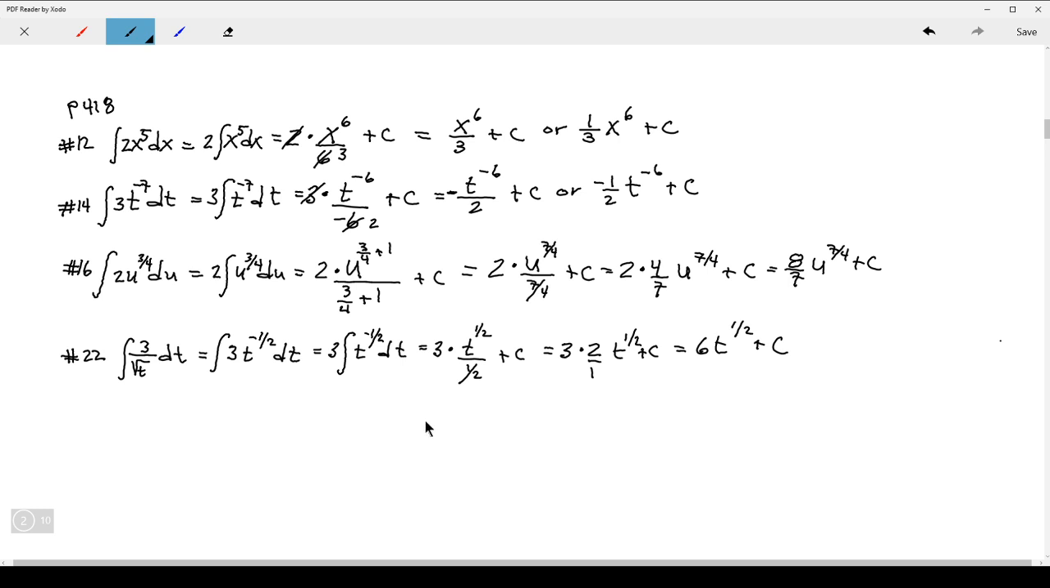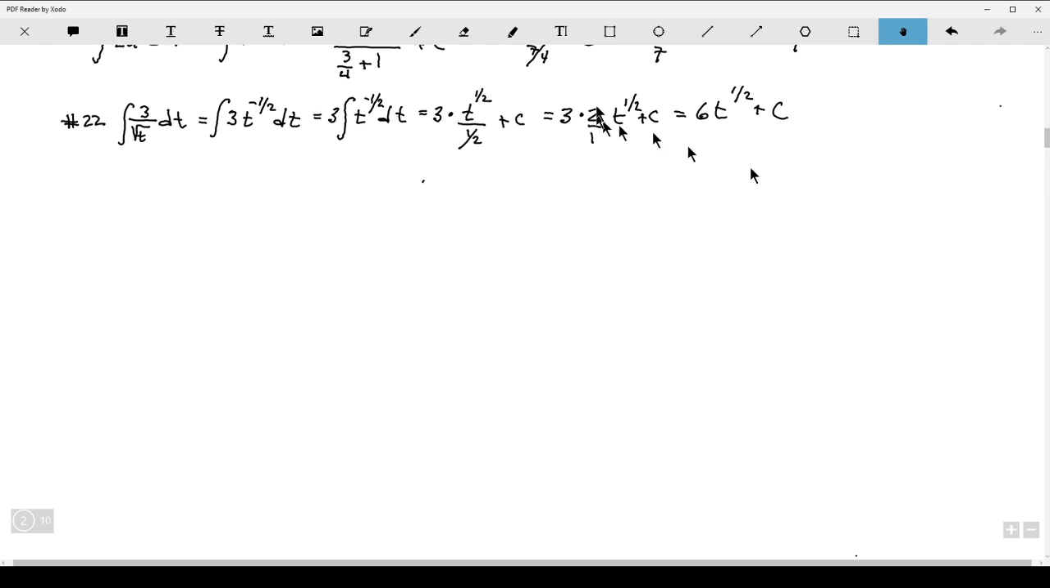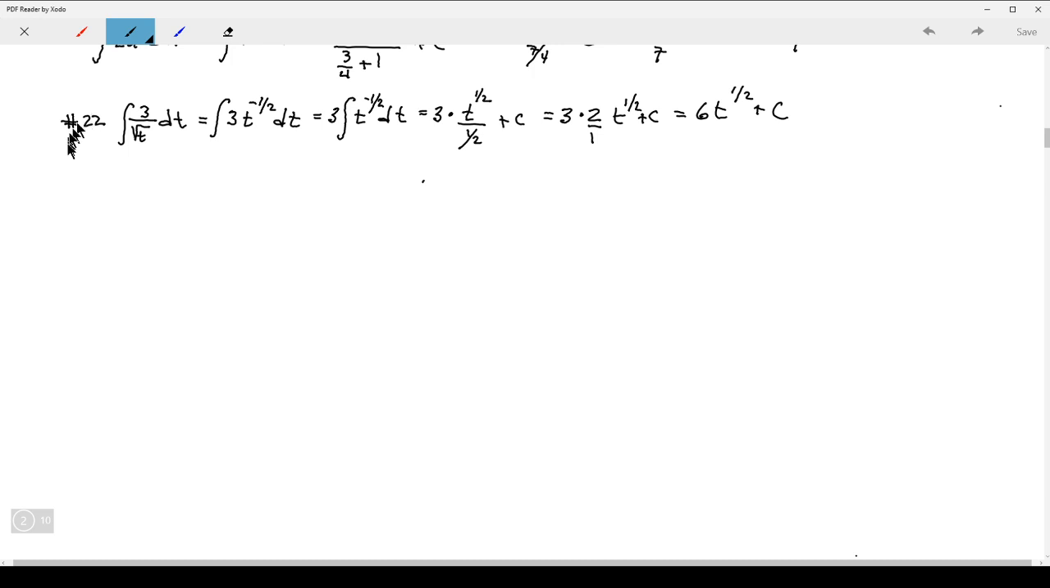So let's run through and do a couple where I have addition and subtraction. Let's start with a simple one. I'm going to do number 24, and number 24 is the antiderivative of 1 plus u squared du.